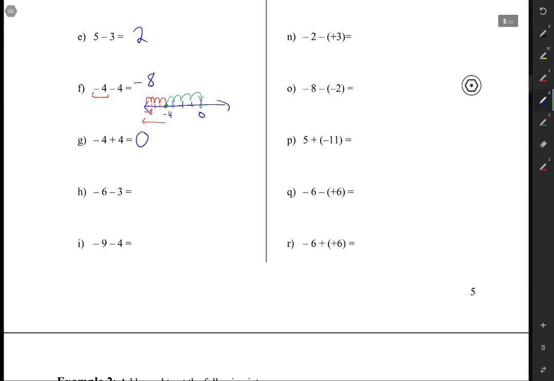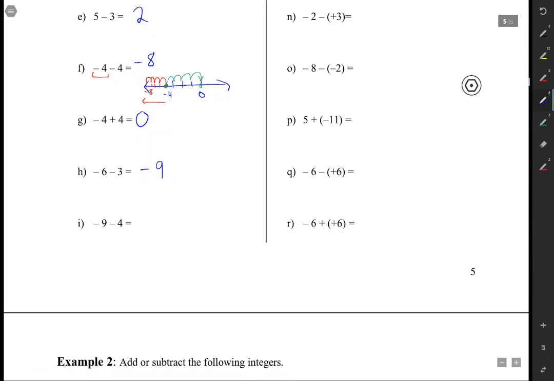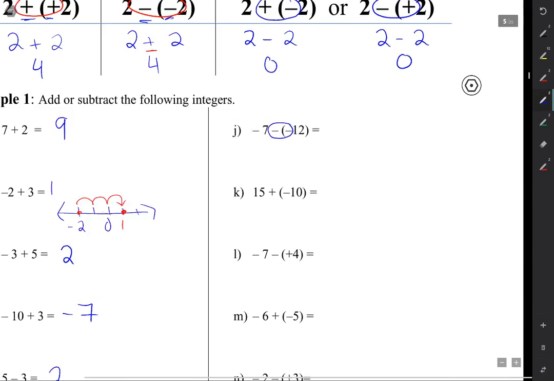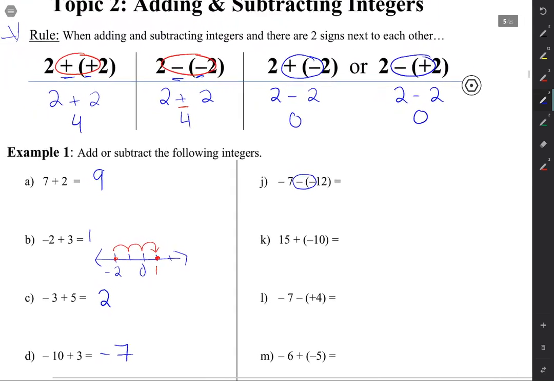Minus 6 minus another 3 would give us minus 9. Minus 9 minus another 4 would give us minus 13, or negative 13. So for these next ones here, this is where we have the two signs right next to each other. So we're going to have to follow this rule that we discussed earlier.